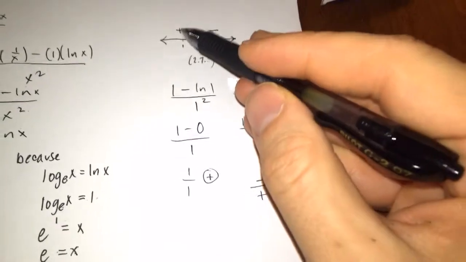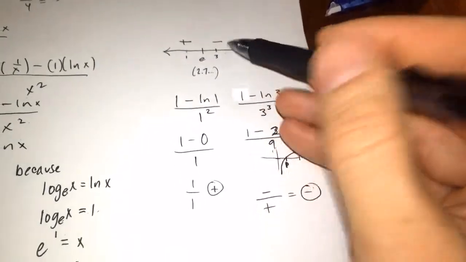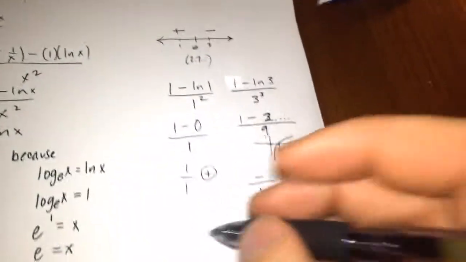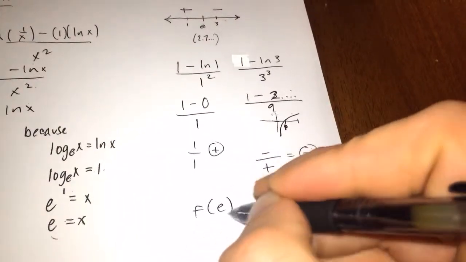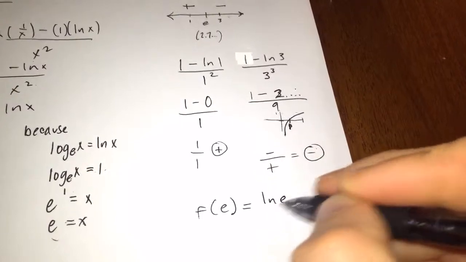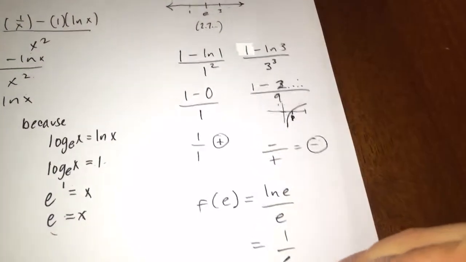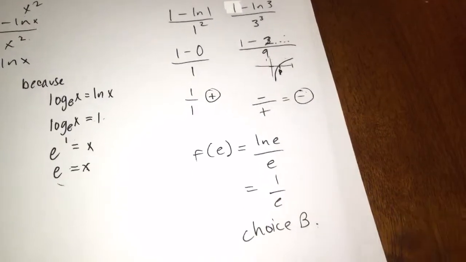Because it goes from positive to negative, that means it's an absolute maximum. So I'm going to take that critical point and plug it back into my f. This is 1 over e, choice B.